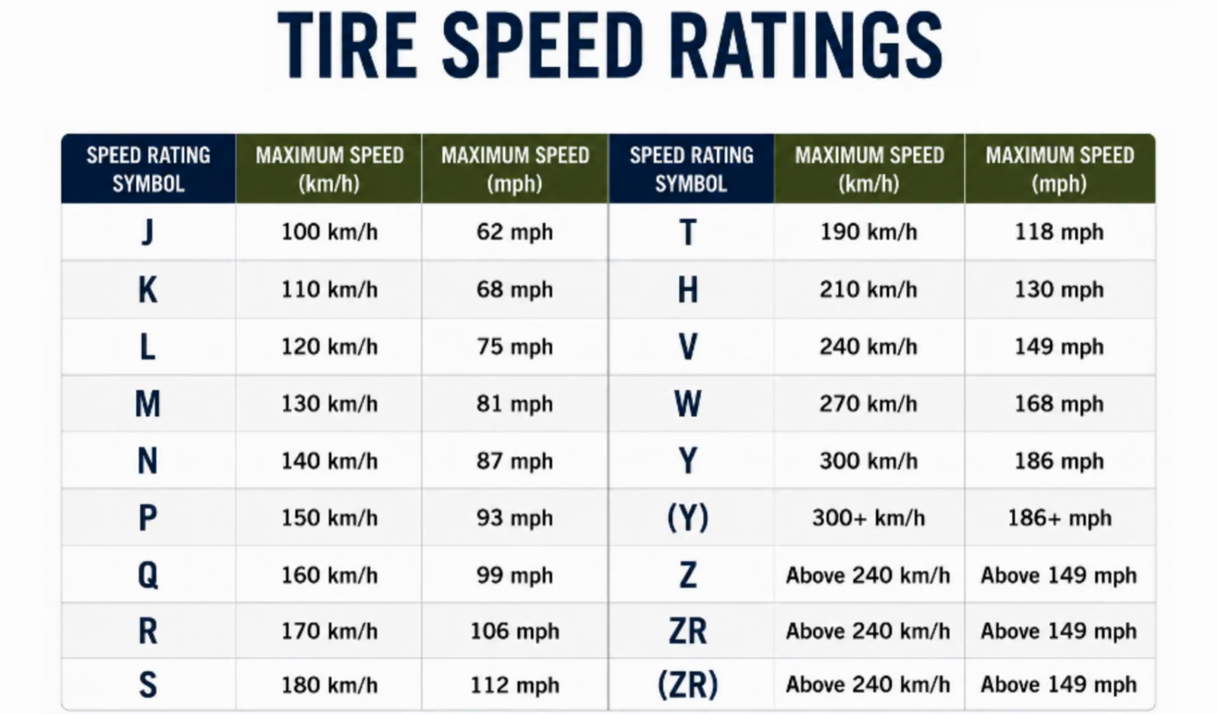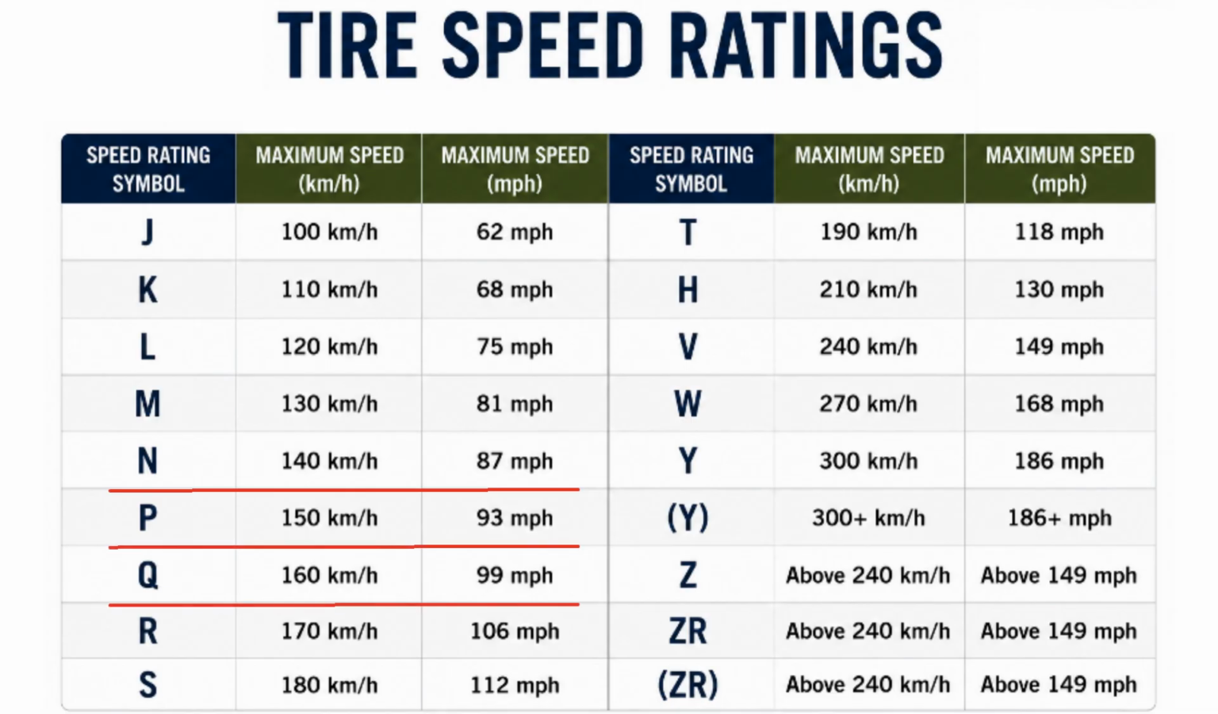This image explains how tyre speed ratings use letter codes to represent the maximum approved operating speed of a tyre under specified load and inflation conditions. As we move through the table, the permitted speed generally increases. For example, N represents about 140 km per hour, P represents 150, and Q represents 160 km per hour. Higher ratings such as S, T, and H correspond to progressively greater speeds.